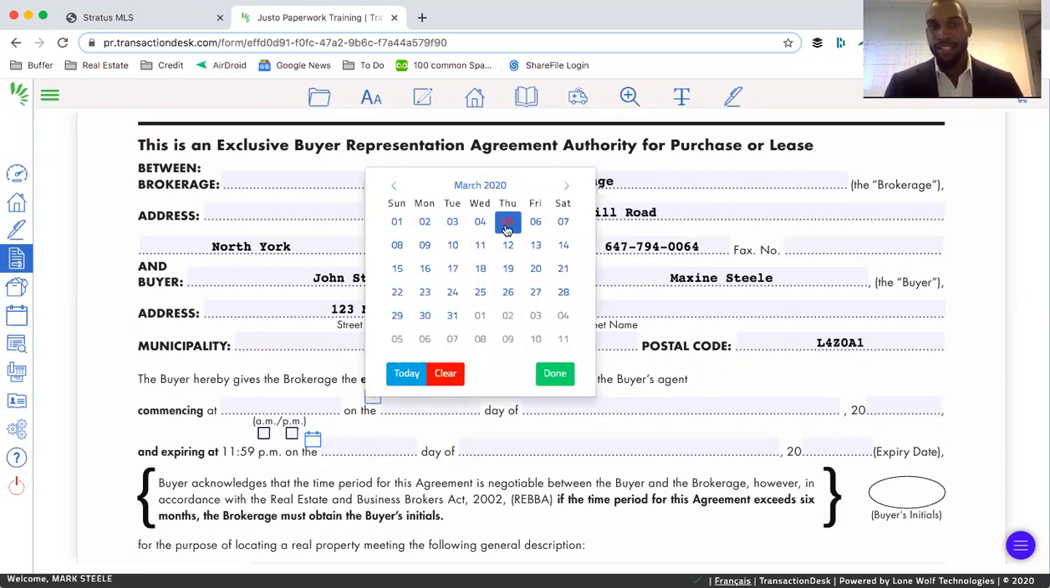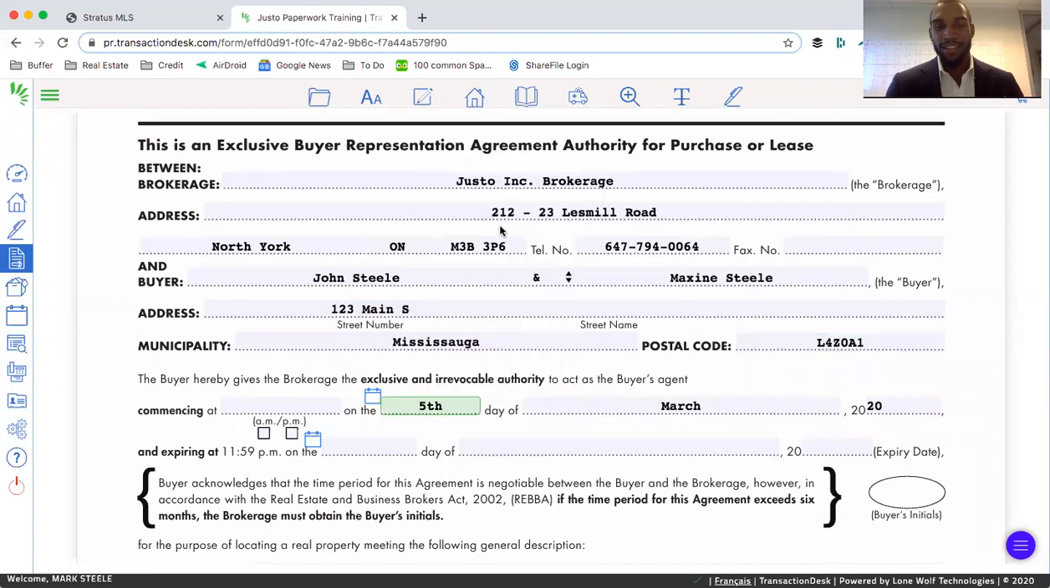So for the sake of today's example, we're going to say March 5th is our commencement date, and we'll say 11 o'clock a.m. All right. And for the expiry date, this all depends on how long you agree to work with that buyer. Now, we can talk about this in a different section, but this could be used for a number of reasons. It could be maybe they're not looking to buy something for the next year and you want to keep them locked in with you for that time.